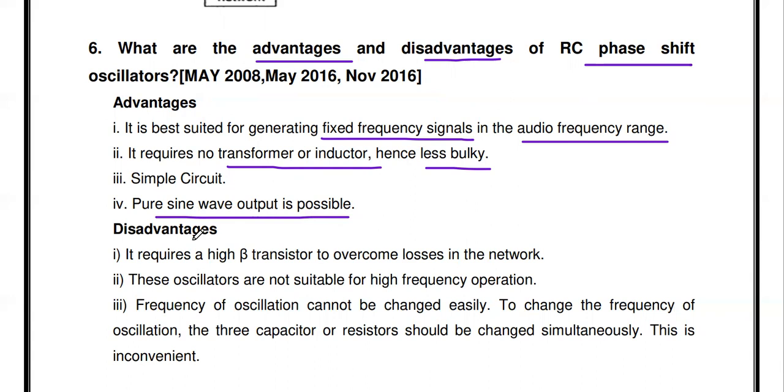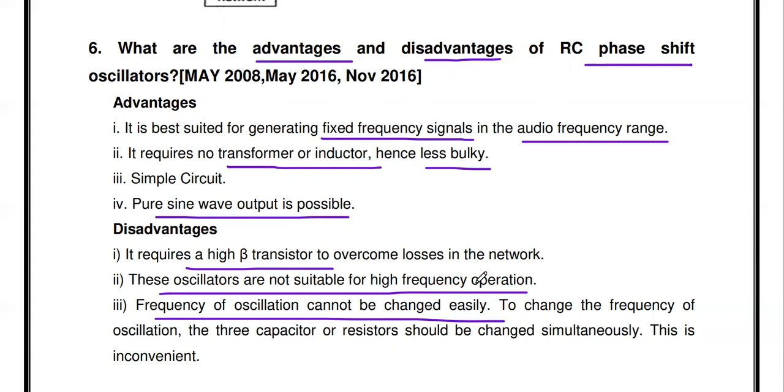The disadvantages: it requires a high beta transistor, that is, high gain. In order to construct the RC phase shift oscillator, we require a high gain transistor. Next, these oscillators are not suitable for high frequency operation. To generate high frequency, we mainly use LC oscillators. RC oscillators are used to generate only audio frequency signals. Another one, the frequency of oscillation cannot be changed easily. That means this RC phase shift oscillator is used as a fixed frequency oscillator only.